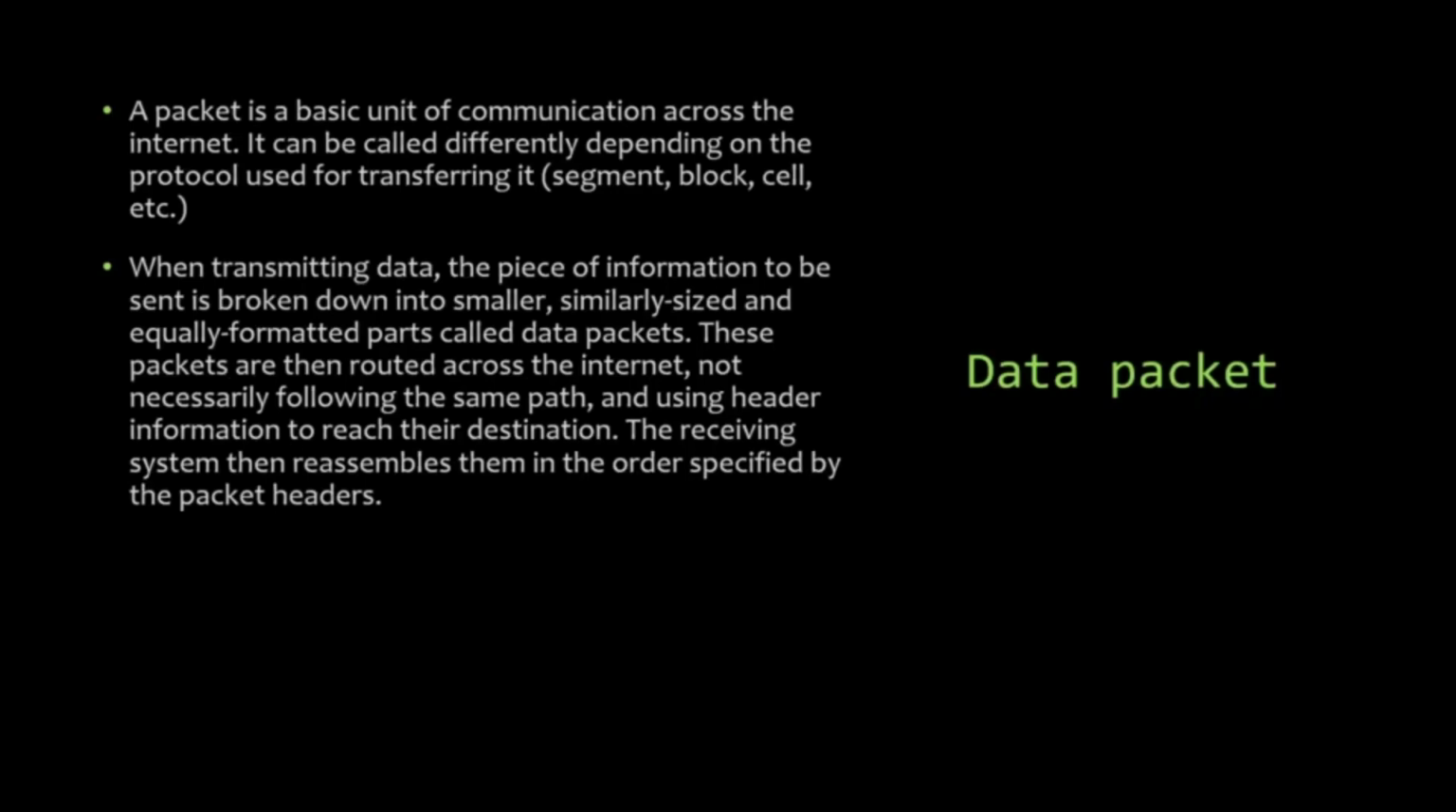When transmitting data, the piece of information to be sent is broken down into smaller, similarly sized and equally formatted parts called data packets. These packets are then routed across the internet, not necessarily following the same path, and using header information to reach their destination. The receiving system then reassembles them in the order specified by the packet headers. That way, the message is fully reassembled at the end of the line.